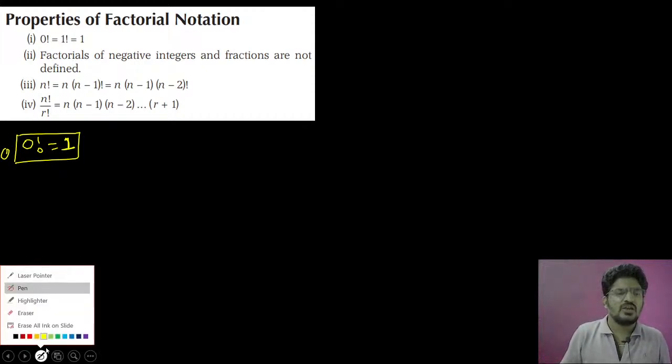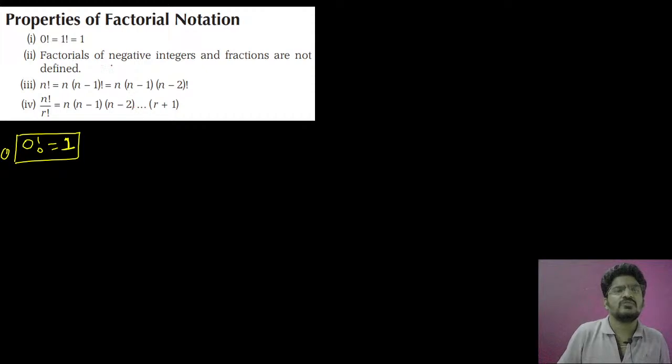Factorials cannot be given for negative integers. That means factorials are given only if the integer is positive. So for fractions also it is not defined. Please remember this. Clear?